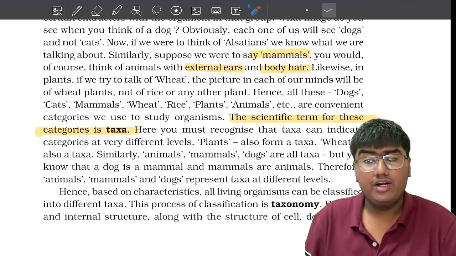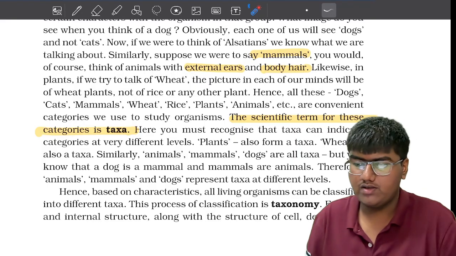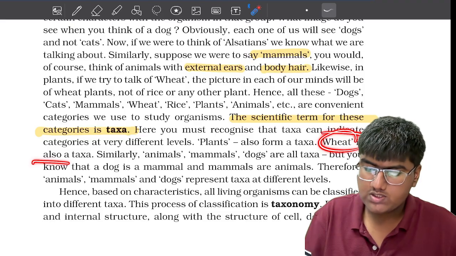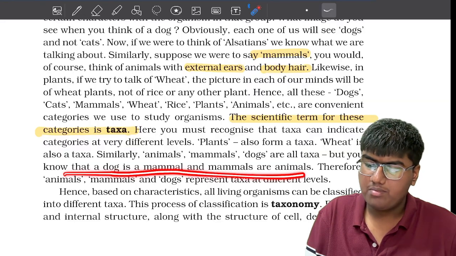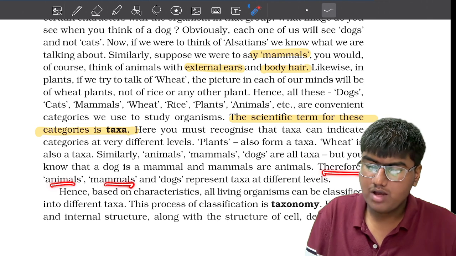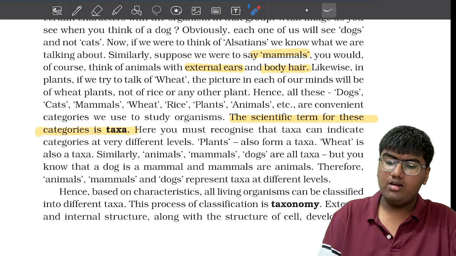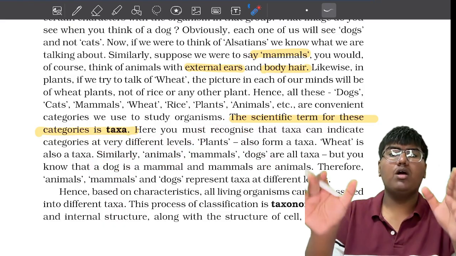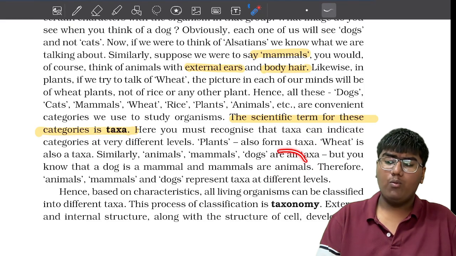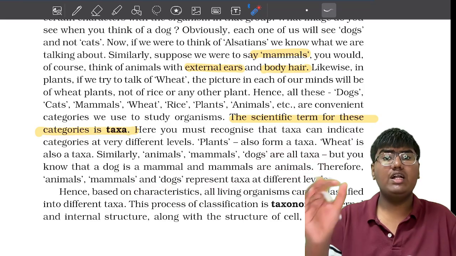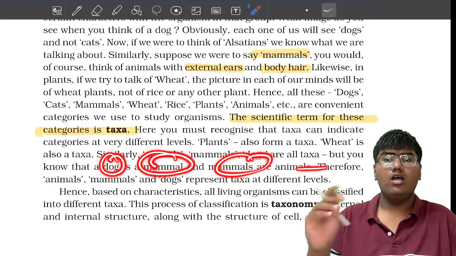Plants also form a taxon. I can say plant is also one taxon, animal is also a taxon, fungi is also a taxon. Wheat is similarly one, and so are animals, mammals, and dogs. But you know that a dog is a mammal and mammals are animals. Therefore, animals, mammals, dogs represent taxa at different levels. All of them are taxa, but at different levels. For example, this is a species, and this is a complete kingdom.